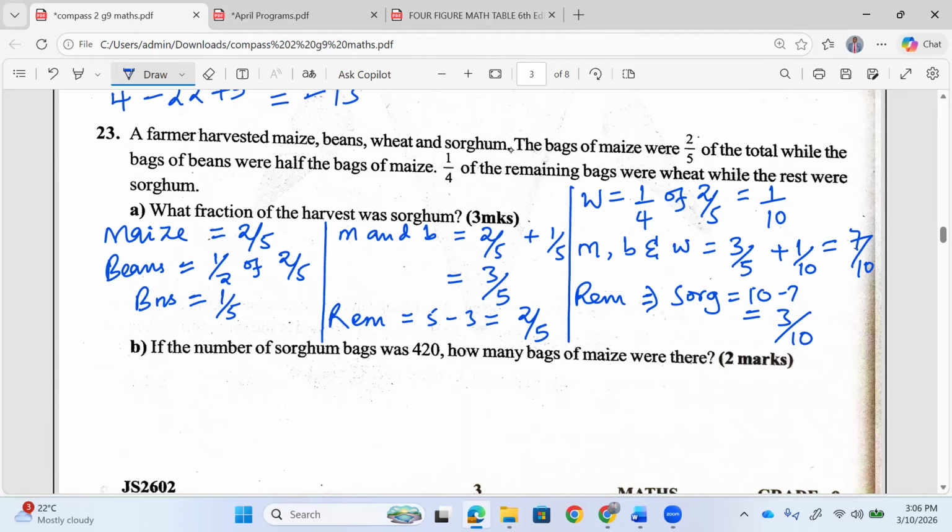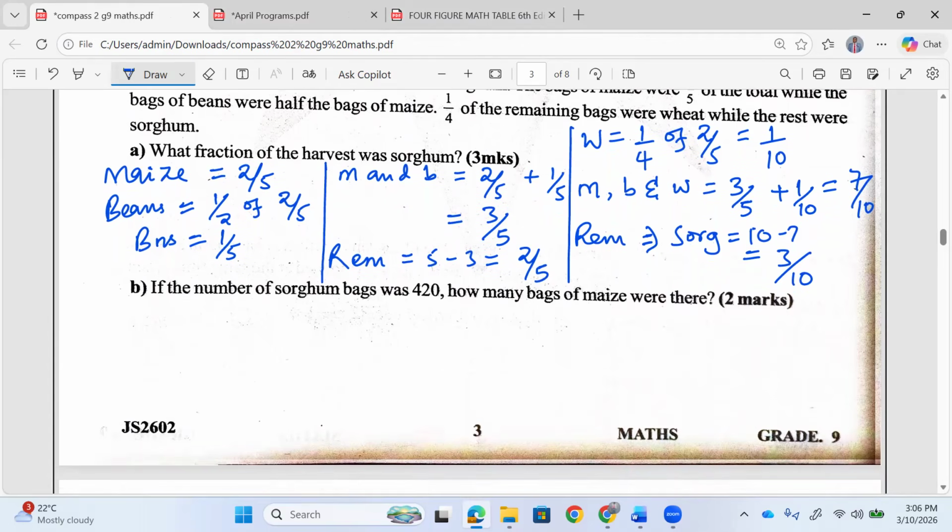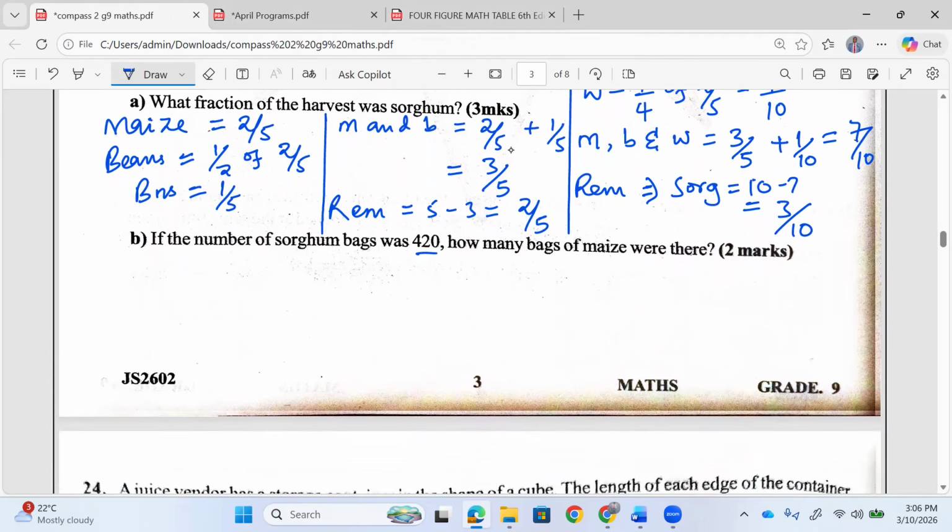So the fraction that goes to sorghum is 420 bags. So that is 3 out of 10. So 3 proportions are equivalent to 420. And it was 3 over 10 possible. So 10 shall be what? The total. 420 by 10 over 3. And this shall give us the number of bags. How many bags of maize were there?